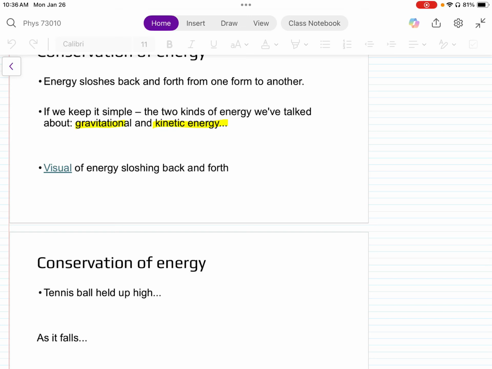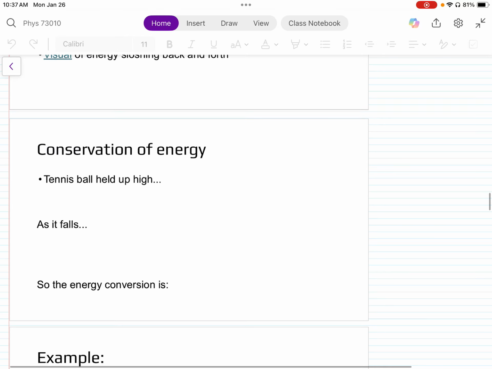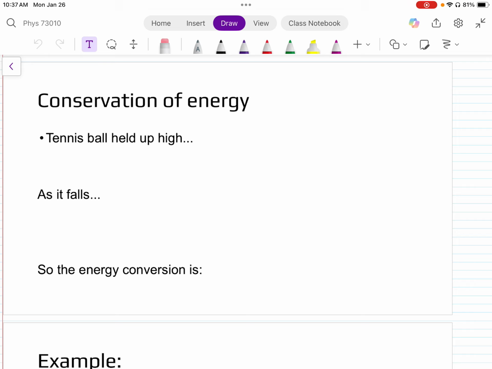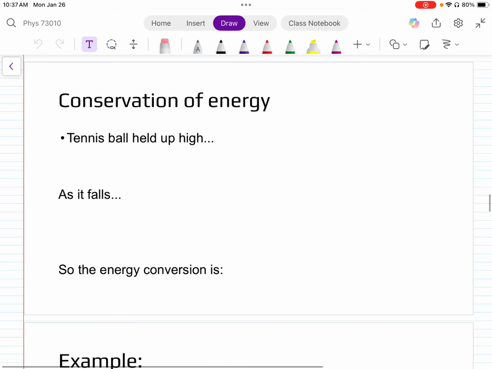Okay, coming back from that visual, I'm going to switch gears instead of a skateboard on a track. Let's just keep it simple. If we were in class, I literally would have brought a tennis ball. Let's say we have a tennis ball and we're holding it up high above the ground. So ground and a tennis ball up here.